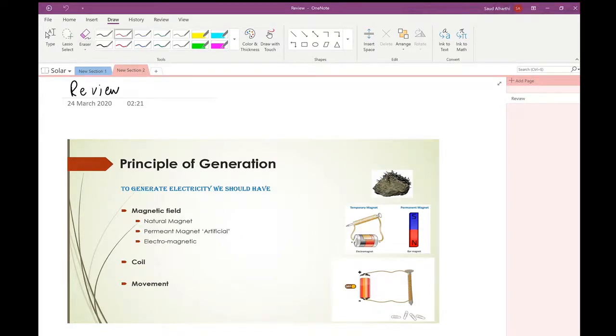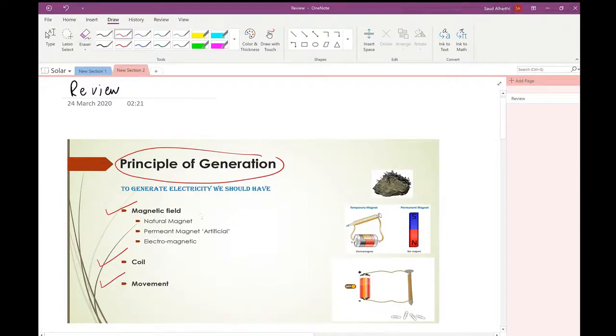Today, inshallah, we'll perform an experiment on the DC shunt motor. Before we start, let's review together what we've taken before on the principle of generation. So, in order to generate, we have to have three conditions. The first one is magnetic field, the second one is coil, the third one is movement.